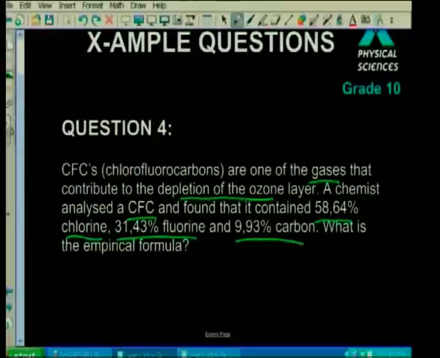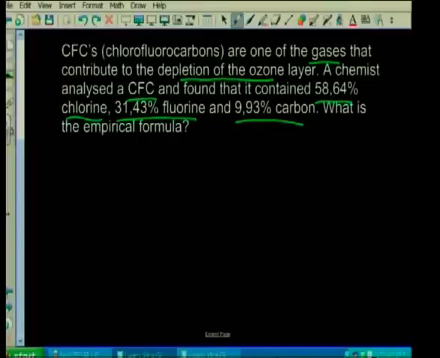We can't just put a simple ratio together and hope that we're going to get a number. What we've really got to do here is say a percentage gives us a sample mass of 100. Let's pretend we've got a 100-gram sample. Then what we're saying is in that 100-gram sample the chlorine is going to make up 58,64 grams, and the fluorine is 31,43 grams, and the carbon is only 9,93 grams.